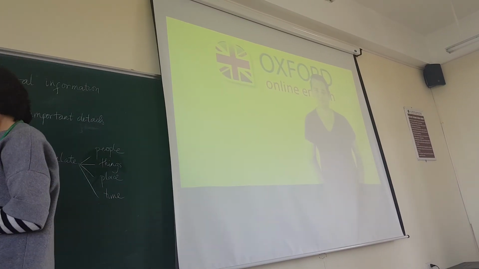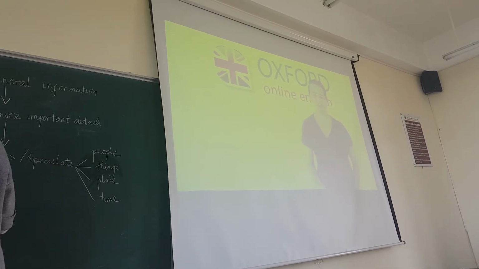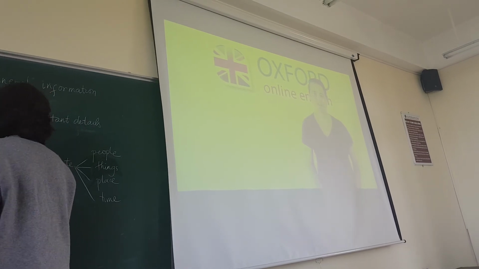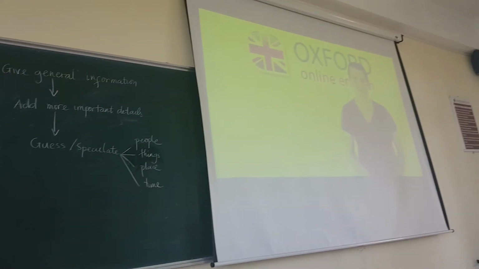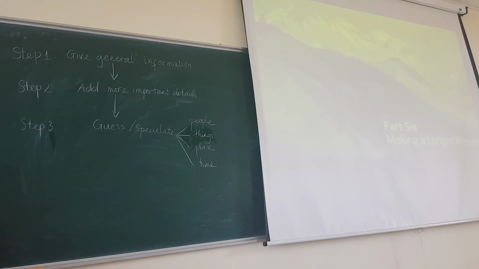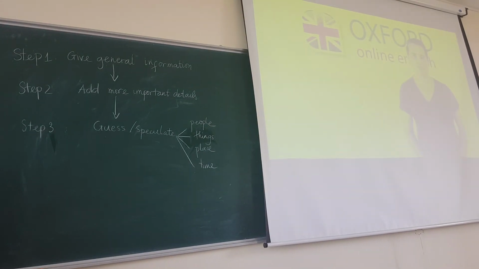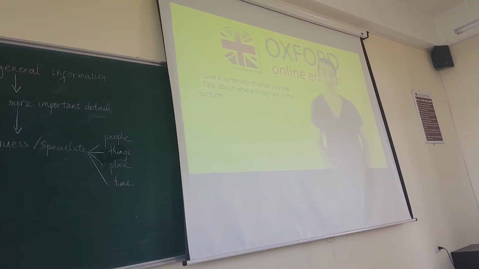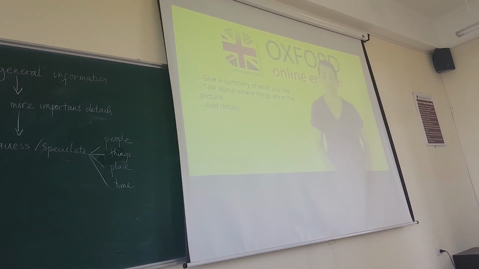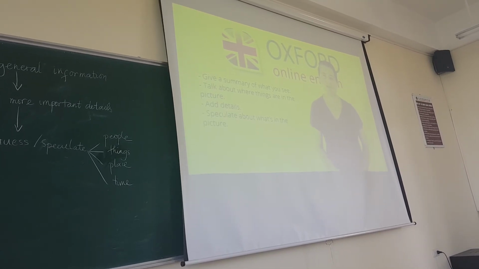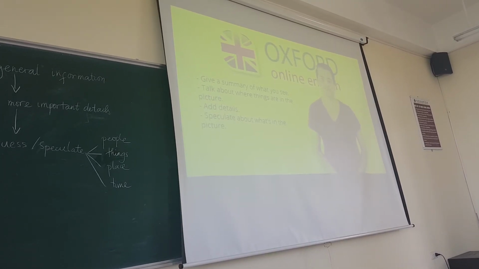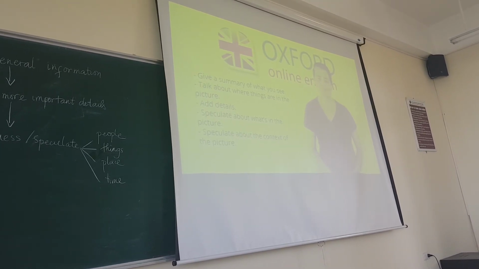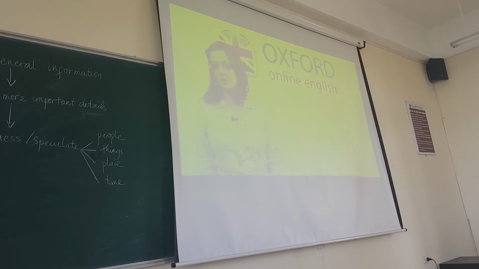How was that? Hopefully you feel more confident describing pictures in English now. Let's put together what you've learned and practice making longer, fluent descriptions. When you describe a picture, you should give a summary of what you see. Talk about where things are in the picture. Add details. Speculate about what's in the picture. And speculate about the context of the picture. Let's make a longer answer together.